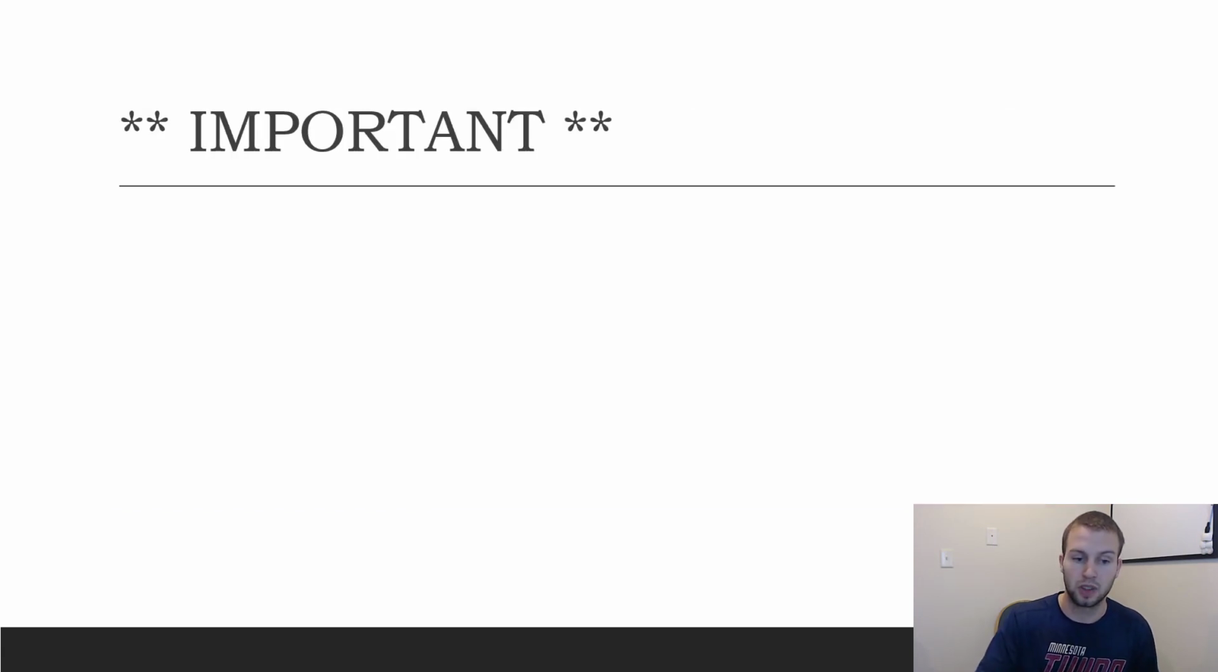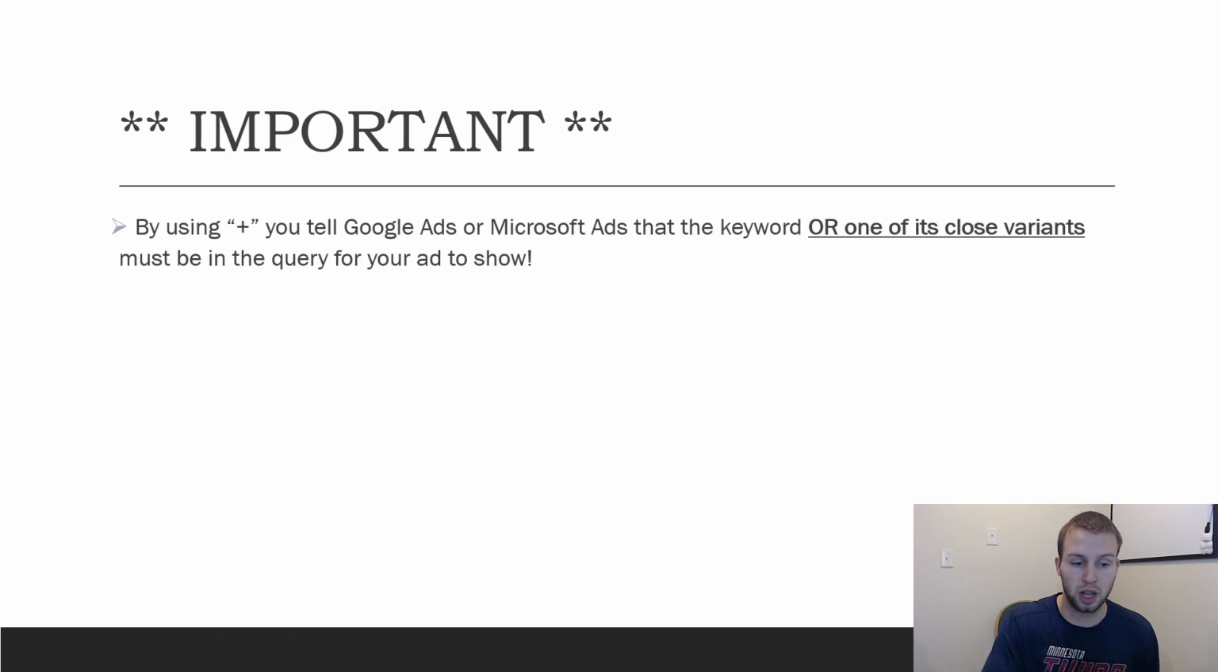that would show for the broad match modifier. So you guys are starting to get the point, and there are three important things that you need to remember when you're using broad match modifiers. The first is that by using plus, you tell Google Ads or Microsoft Ads that the keyword or one of its very close variants must be in the query for your ad to show. I already covered that a little bit.